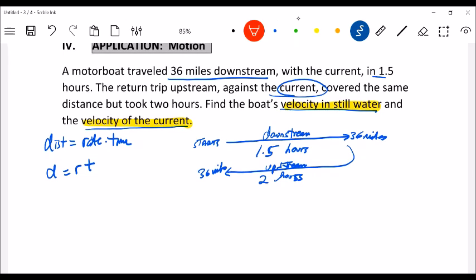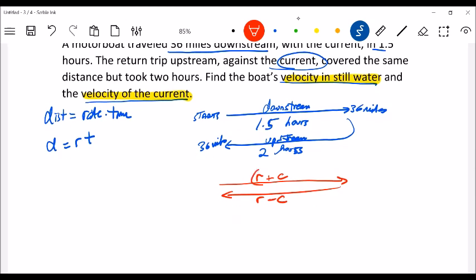So what that means here is that when you're going downstream, your speed is the rate of the boat plus the amount of the current. And when you're coming back, it's the rate of the boat take away the current slowing it down. So this is actually R. I put R twice so I could call it boat plus current.